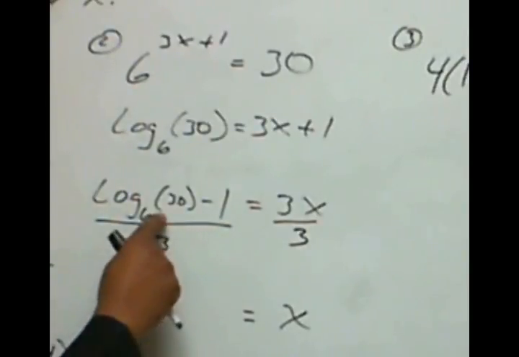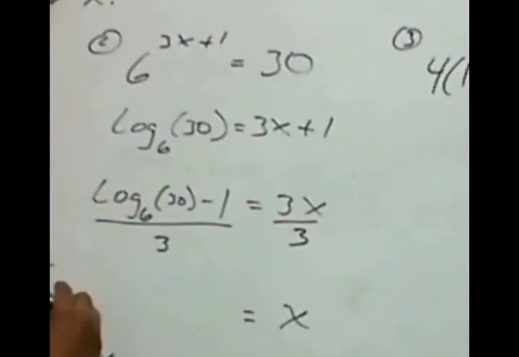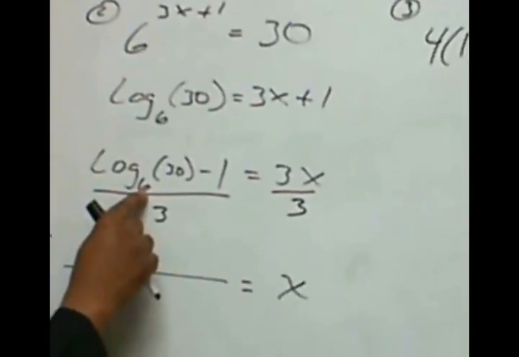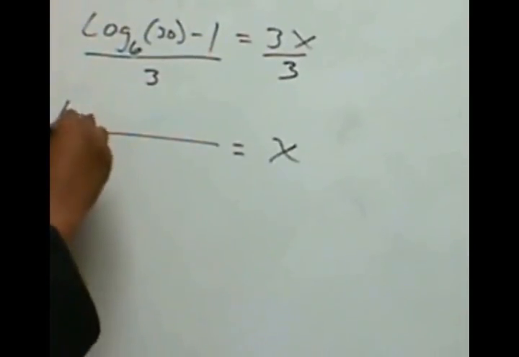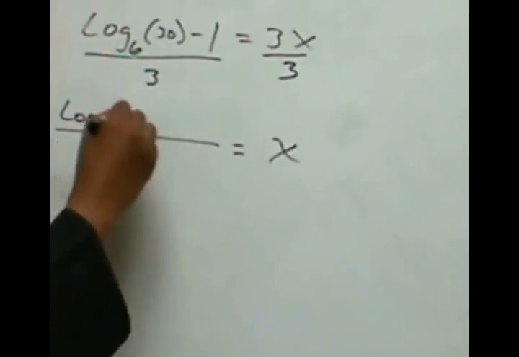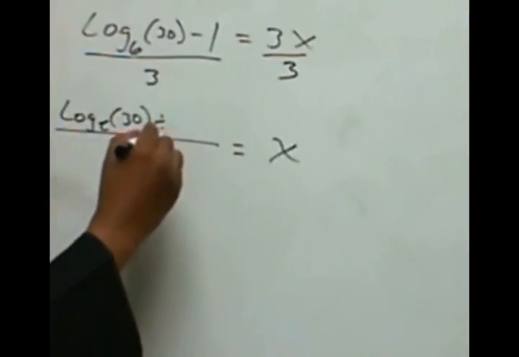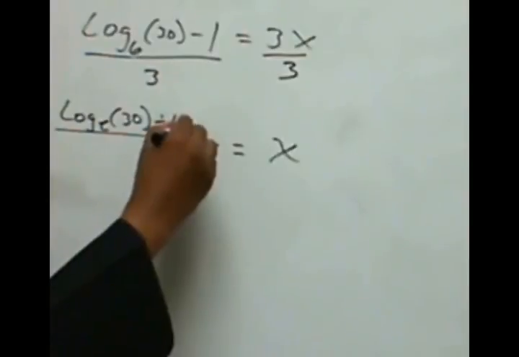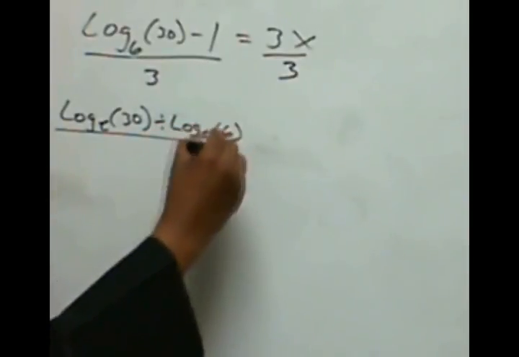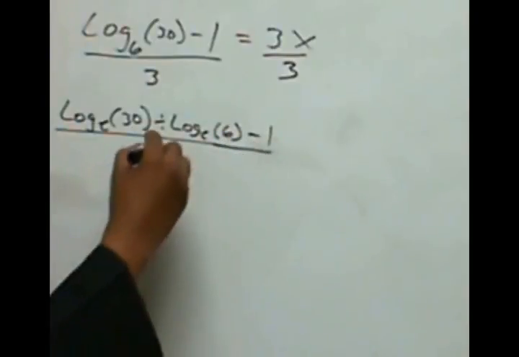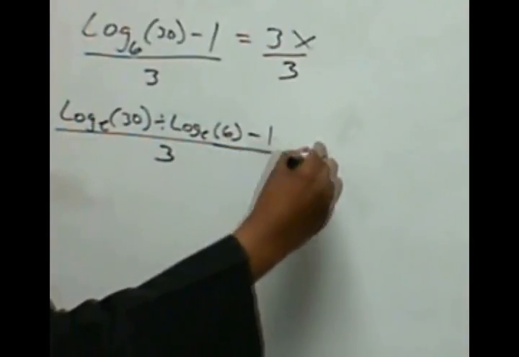Now I'm going to use the change of base formula for this one. So for the calculator, we're going to change the base to e. So this will be log base e of 30 divided by log base e of 6, subtract 1, all divided by 3.